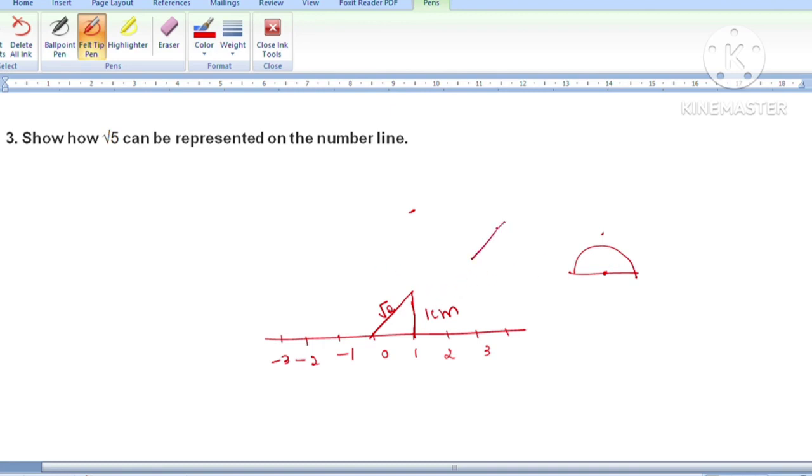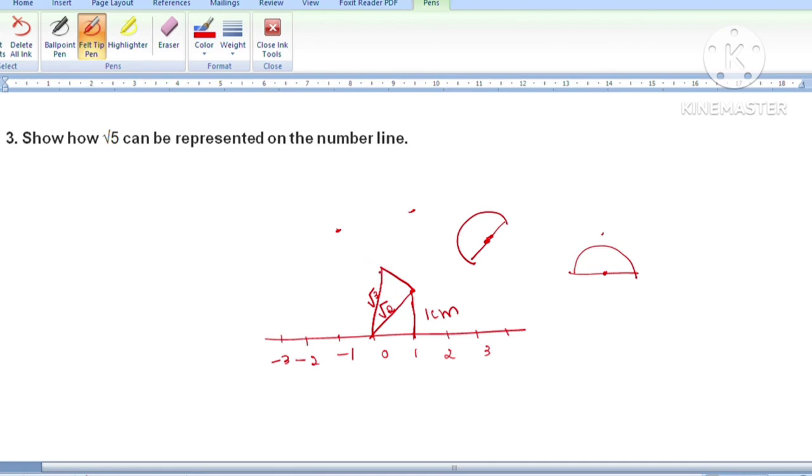You have to keep your protractor like this. This point you have to keep here. In the protractor the middle point will be there, right? That you have to keep here. Then you have to measure 90 degrees. That will come somewhere here. Then draw a 1 centimeter straight line. Join that to 0. This is root 3.